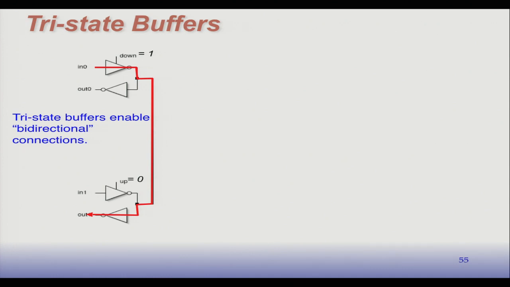If we want to go the other way, we just switch the sense of up and down here. We set the down signal to 0. That turns off the top tri-state buffer. Set the up signal to 1. That turns on the bottom tri-state buffer. And then any change here will get propagated to this point here. So that's one of the big uses for tri-state buffers, is to enable bidirectional signaling.